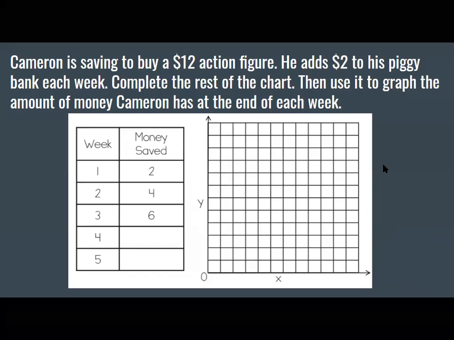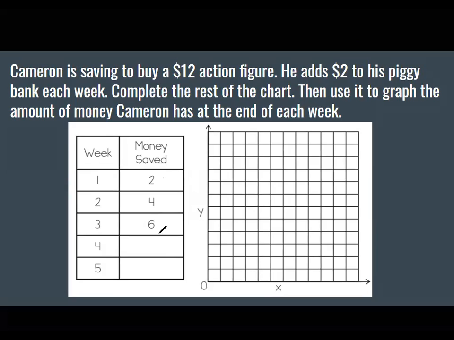All right, let's look at this one. Cameron is saving to buy a $12 action figure. He adds $2 to his piggy bank each week. Complete the rest of the chart, then use it to graph the amount of money Cameron has at the end of each week.